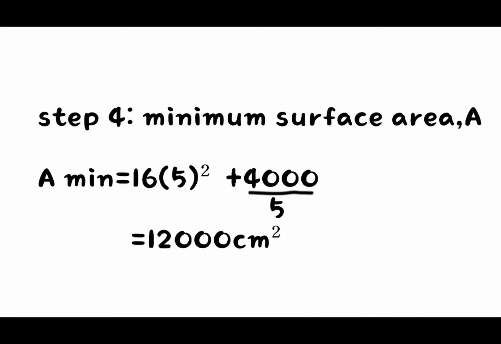From step 3, we know that the x value gives a minimum. So, we use the x value to find the minimum surface area. Substitute the value of x into the surface area equation, and the final answer is 12,000 cm squared.